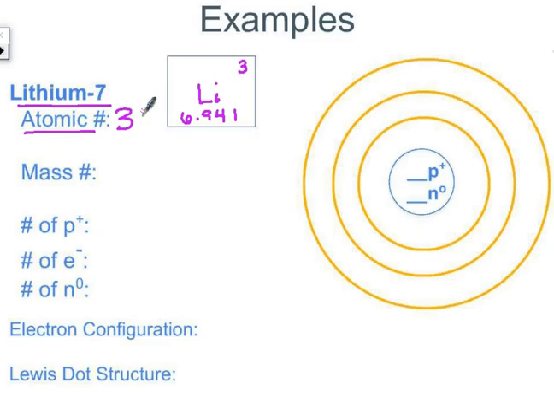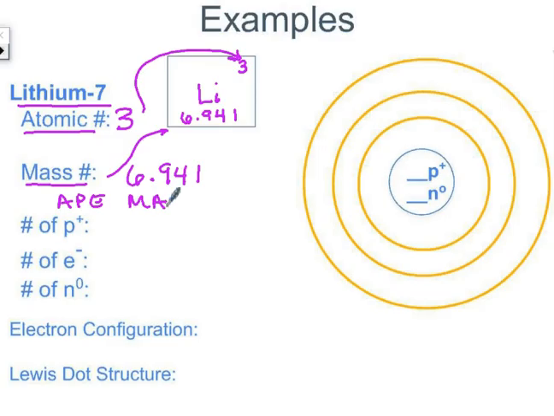Again, where is that coming from? Right there. Our mass number, or our atomic mass, is 6.941. And from this, we can figure out how many protons, electrons, and neutrons there are. So if you recall back, APE MAN, A-P-E-M-A-N, ape man. So the atomic number represents the protons and the electrons. And then your mass minus your atomic number is your number of neutrons.